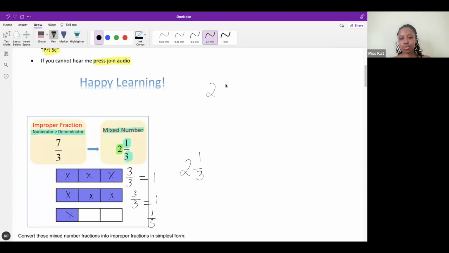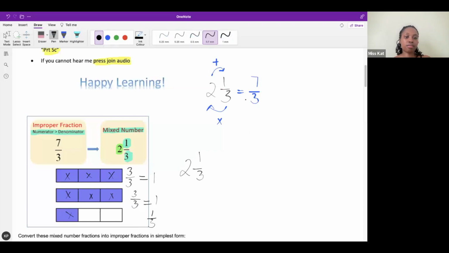Okay, this was 2 and a third. So Seth is telling us that we times at the bottom. So you say 3 times 2, and then you add 1, and that's how we end up at 7/3, because 3 times 2 will give you 6, and if you add 1, that will give you 7. So at the bottom we times, at the top we add. Just remember it like that.